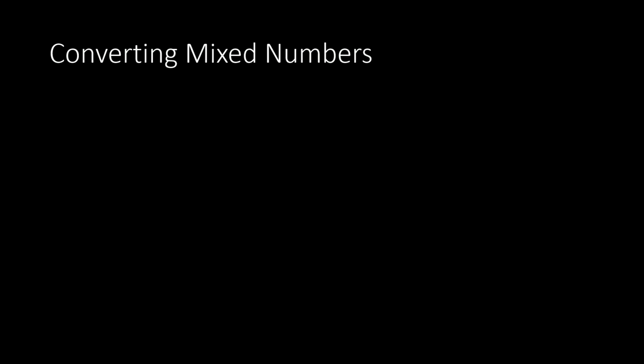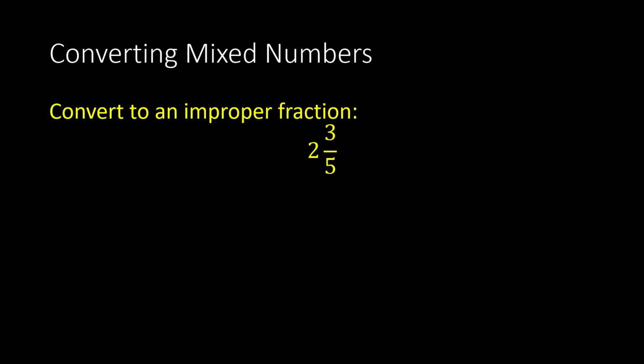To convert a mixed number back into an improper fraction, multiply the whole number by the denominator, then add the numerator, and keep the same denominator. Let's take a look at an example. We're going to convert 2 3/5 to an improper fraction.